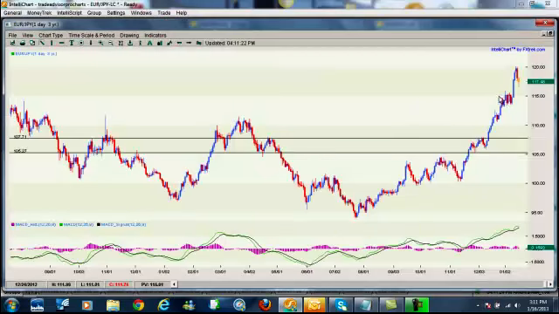Came down. Let's see, this would be an excellent opportunity to buy if price would come all the way down to this level here, right at the 115 mark. Yeah, that's been an excellent entry point on this pair.